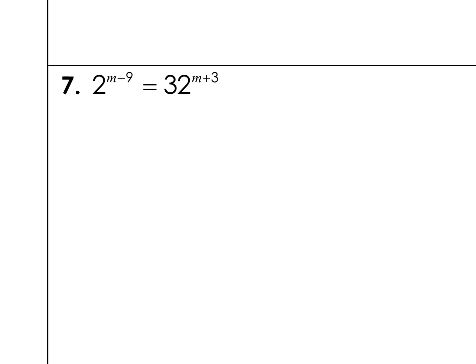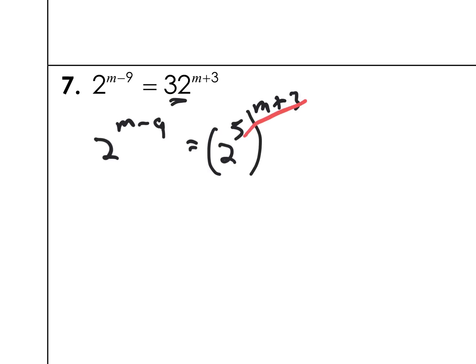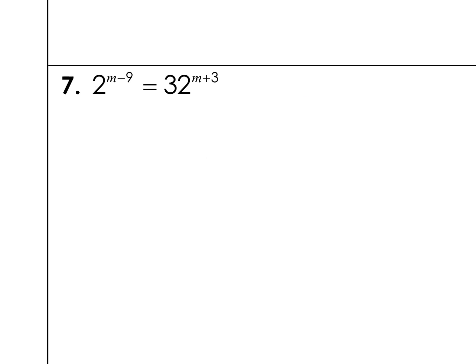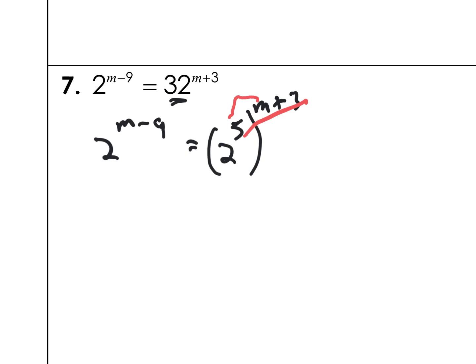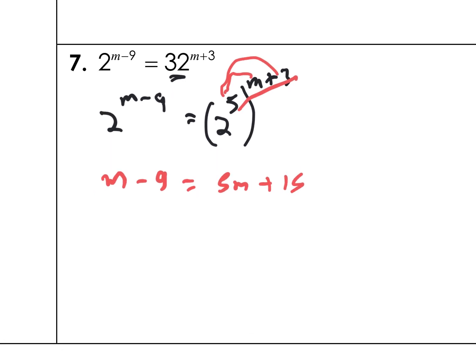New property. What do we do with a 5 to a power? Good job. You multiply. You keep the 2, but when you multiply, you're going to have to distribute it twice, right? Yes or no? So m minus 9 must be equal to, what was it again? 5m plus 15. Great. So let's finish it up real quick.